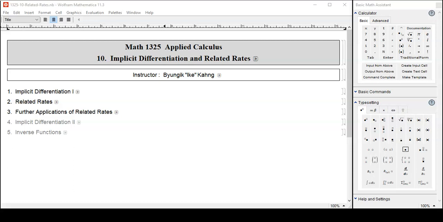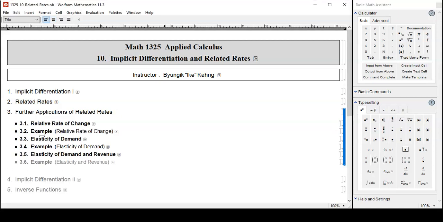Section 3. Further applications of related rates. An advanced warning before starting this section. The first 1/3 of this section, namely 3.1 and 3.2, those are for everybody. Now, how about the rest?